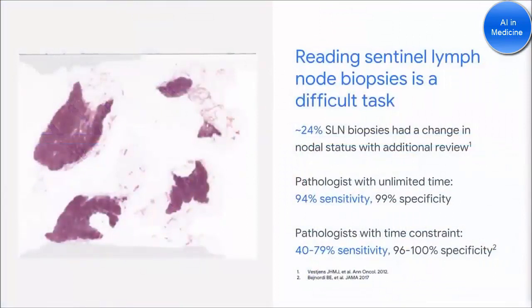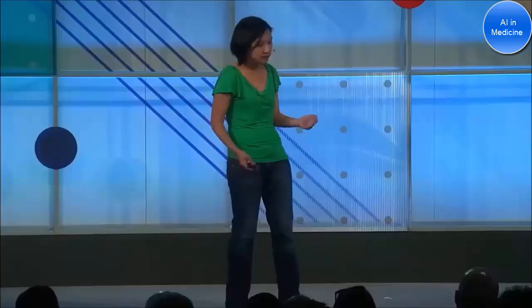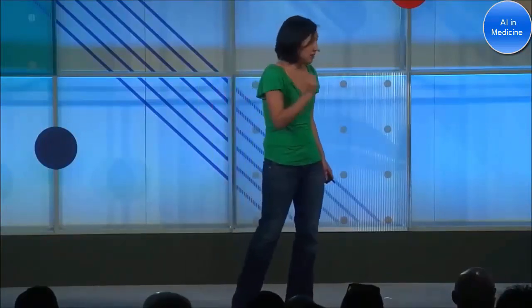So, reading these lymph nodes is actually not an easy task. In fact, about 24% of biopsies, when they went back to look at them, had a change in nodal status, which means that if it was read positive, it was re-read negative, and if it was negative, re-read positive. So that's a really big deal. It's 1 in 4.